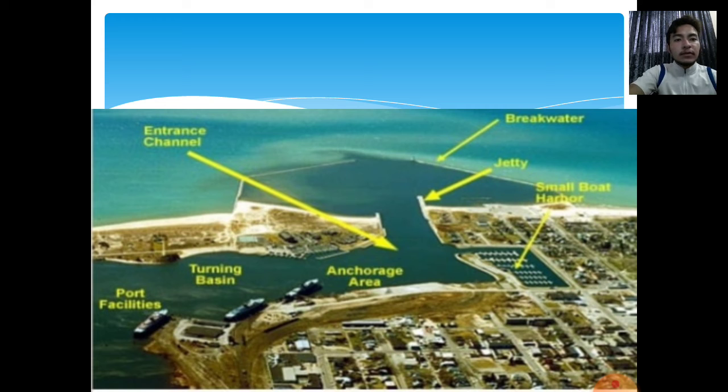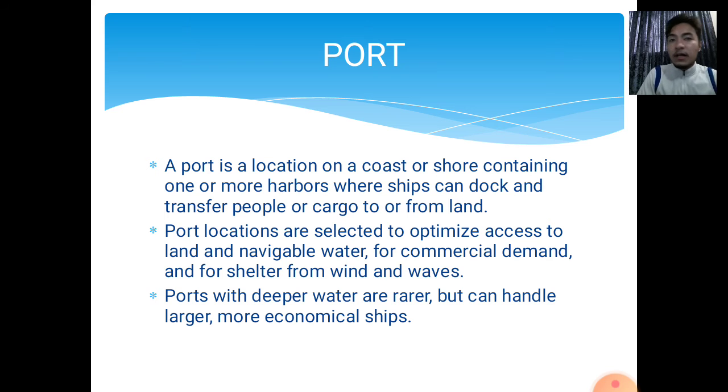Port. A port is a location on a coast or shore containing one or more harbors where ships can dock and transfer people or cargo to or from land. Port locations are selected to optimize access to land and navigable water for commercial demand and for shelter from wind and waves. Ports with deeper water are rarer but can handle larger, more economical ships.